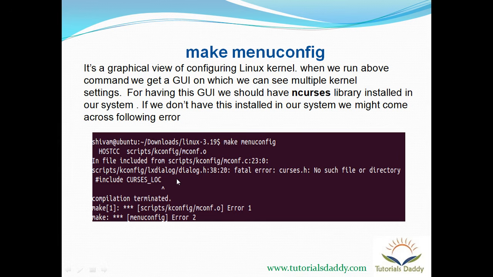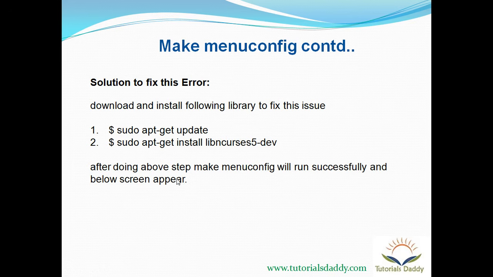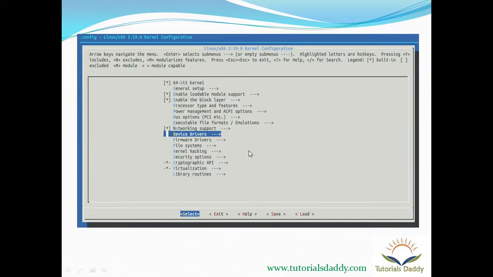So the solution to this problem is that you have to download this library. To download it, the command is sudo apt-get update, and after that, sudo apt-get install libncurses5-dev. After doing this, when you run make menuconfig, you will see this screen.